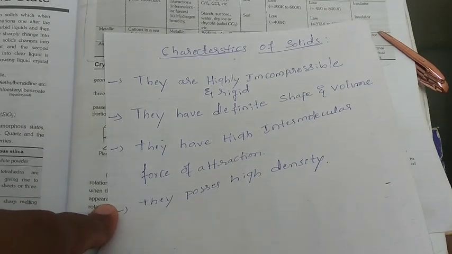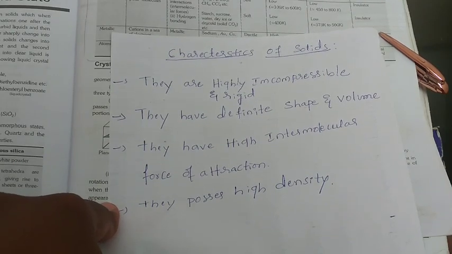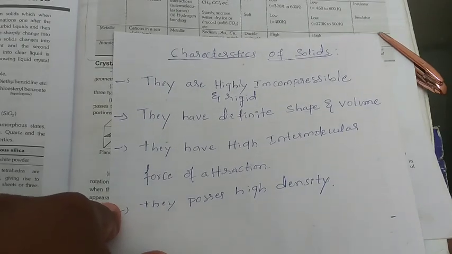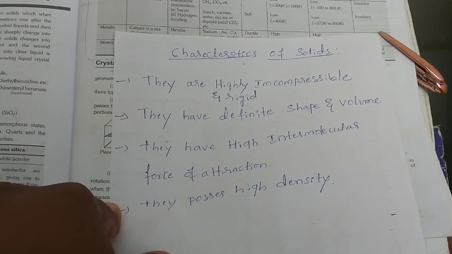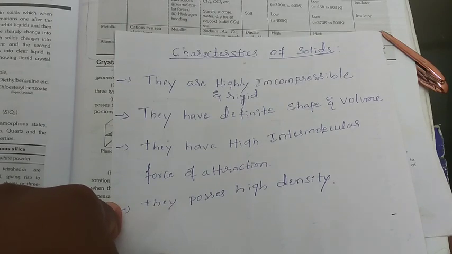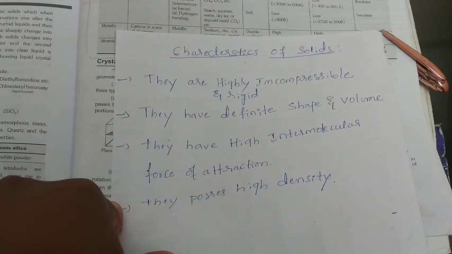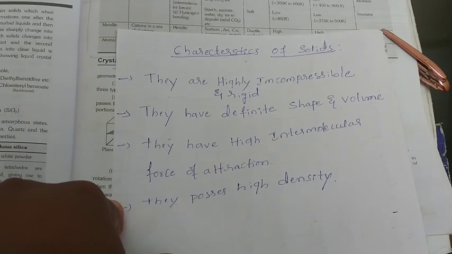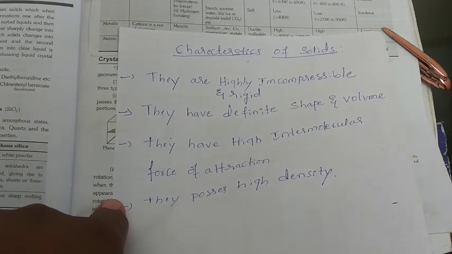In this particular chapter, we are going to discuss very important properties of solids: the crystal lattice, the unit cell and types of unit cell, then the packing efficiency, close packing, and the classification of solids based on magnetic property and electrical property. These are all the terms that we are going to study in this particular chapter, solid state.